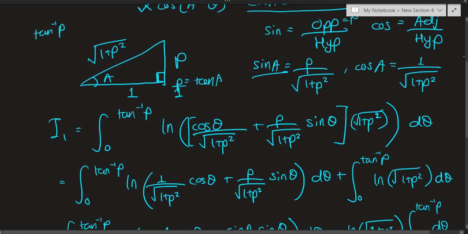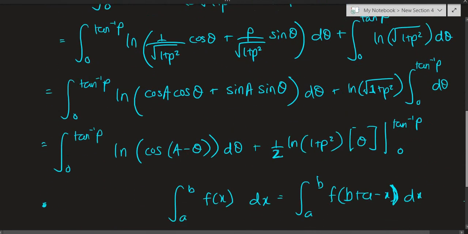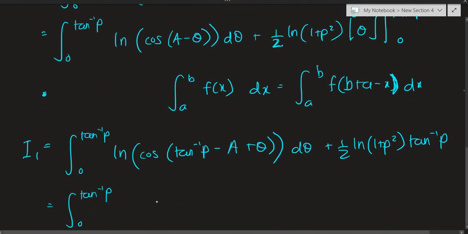So tan of a, if you notice, is opposite of a divided by adjacent of a. That's p over 1, right? So tan of a is equal to p over 1, which is p. Now taking the inverse tangent on both sides, we have a equals the inverse tangent of p. So our inverse tangent of p is equal to a. And that is really useful because now we can perform a substitution here.